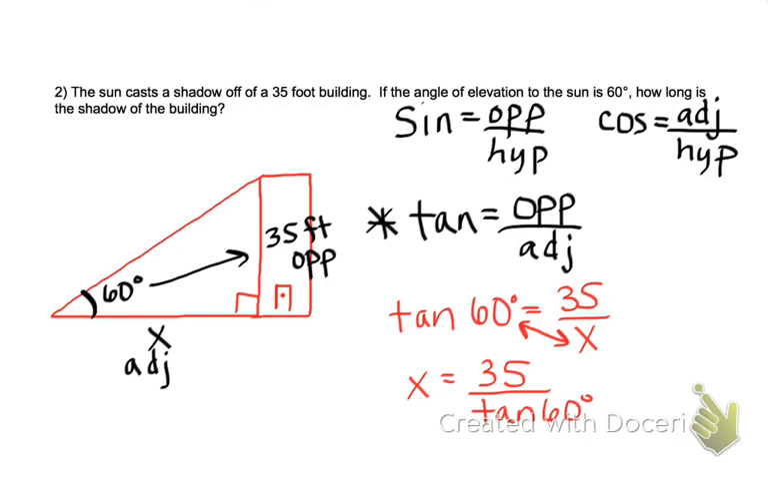And I'm going to put that in my calculator. So 35 divided by tangent of 60 is 20.20. I'm just going to write it as 20.2, rounding to the tenths, and our units are feet.